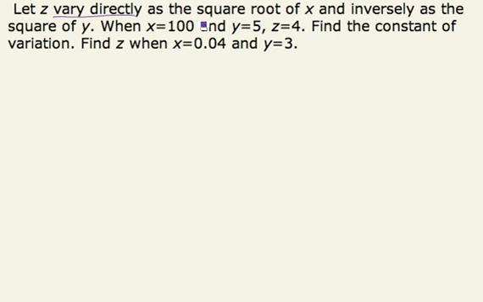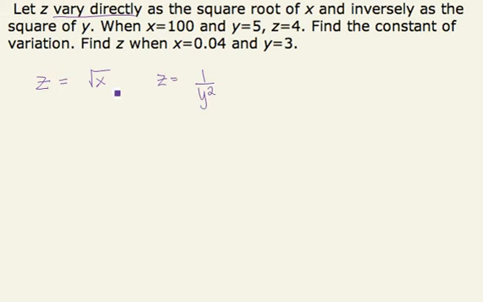Well, in the context of this problem, z varies directly as the square root of x means z equals the square root of x. But there's some constant of variation. We'll get to that in a second. Now, z varies inversely as the square of y. That would be z equals 1 over the square of y, which would be y squared.